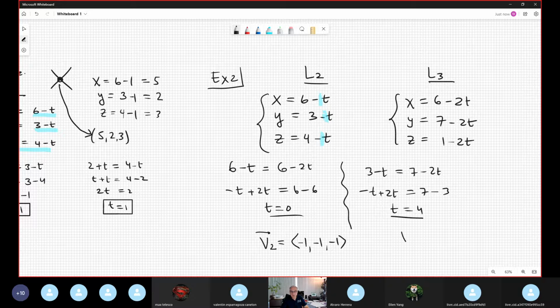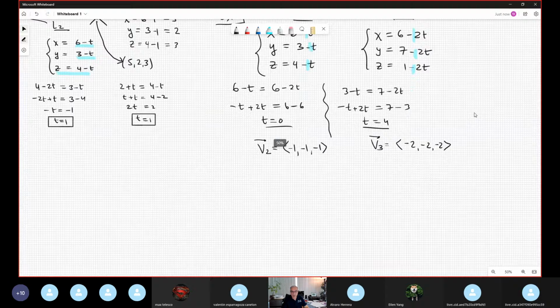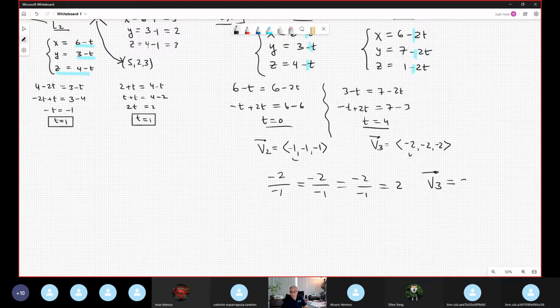And direction vector B3 is -2, -2, and -2. Wow, looks proportional. Okay, so when this situation happens, you know very well that they are parallel. If you divide this component by this component, -2 divided by -1 is 2. That means, obviously, that the vector B3 is 2 times vector B2.